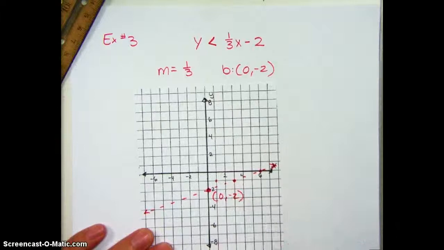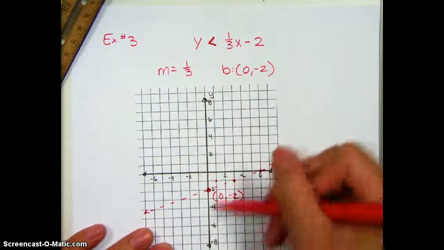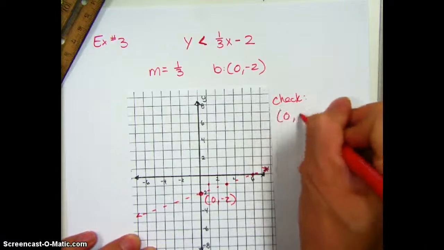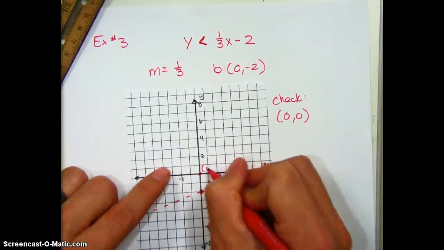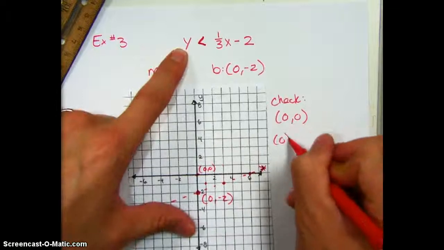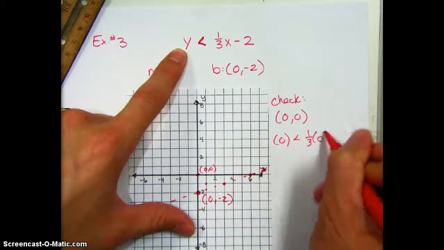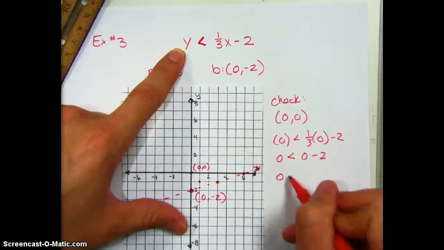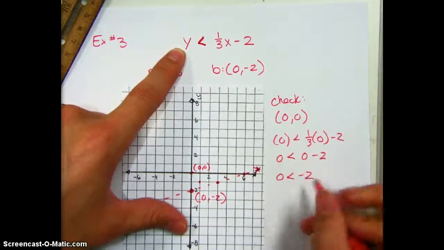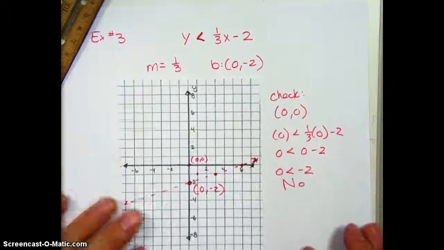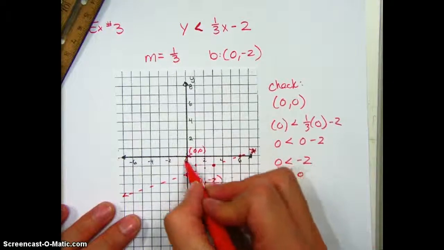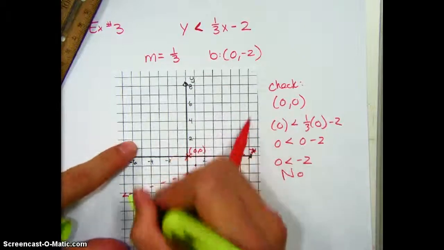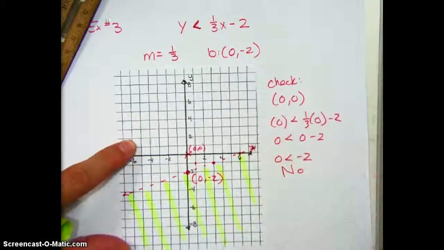So I'm going to check. I don't know, let's see. Mr. Ramos says less than means it's going to be below, but I'm going to check. Let's check a point. I like to use 0, 0 to check, which is the origin. So is 0 less than 1/3 times 0 minus 2? Is 0 less than 0 minus 2? Or is 0 less than negative 2? The answer to that is no. 0 is not less than negative 2. So this is not a solution. That tells me I should not shade on that side. I should shade below my line, and so that would be your solution down over here.